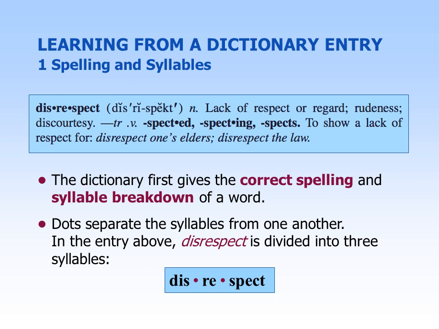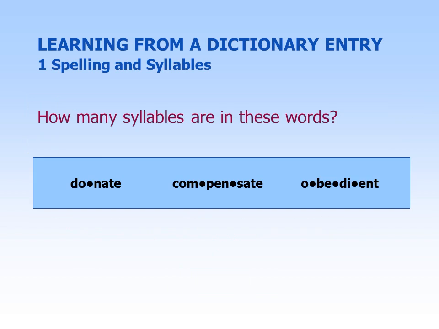Okay, the first thing a dictionary is going to give you is spelling and syllables. The dictionary gives you the correct spelling and syllable breakdown of a word. Dots between the syllables of the word tell you how many syllables are there. So for example, disrespect tells you that that word has 3 syllables or 3 parts of the word. The little dots are what separate the syllables.